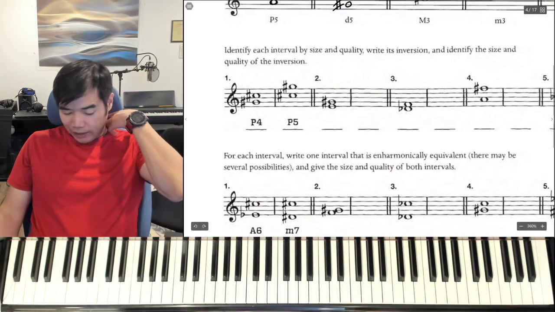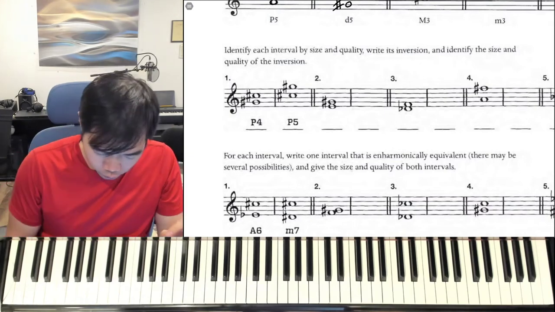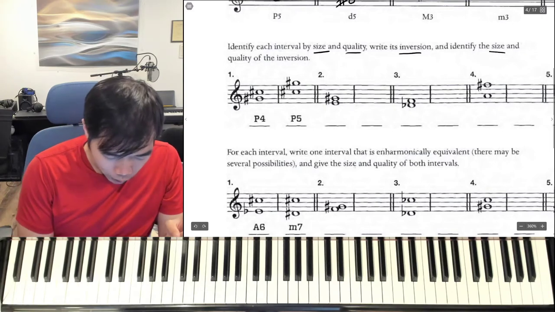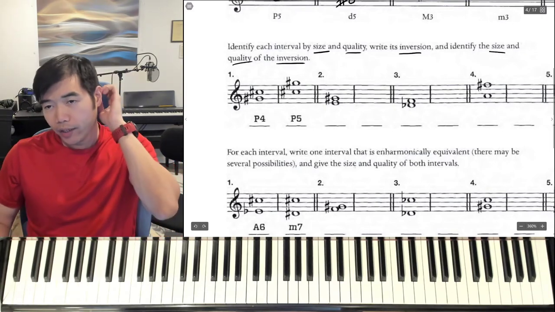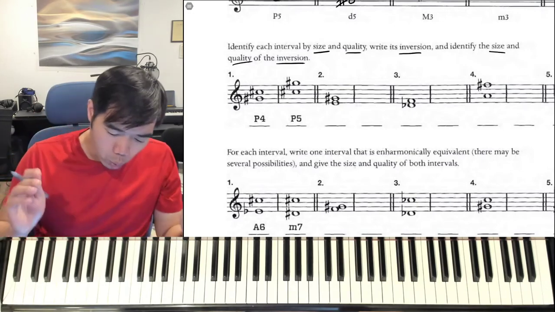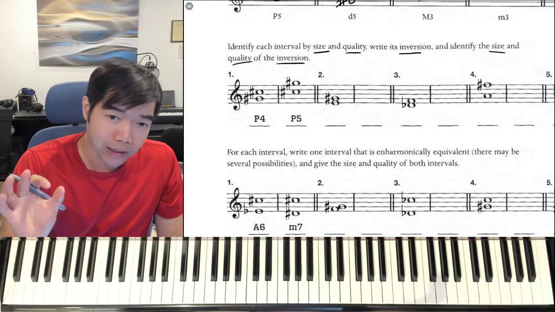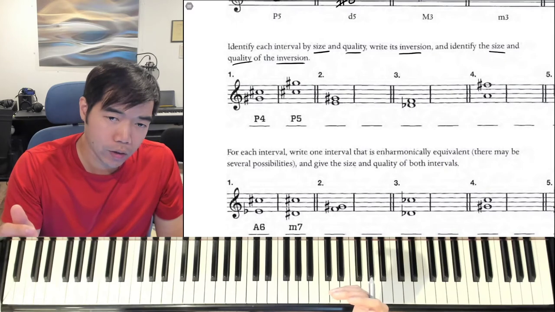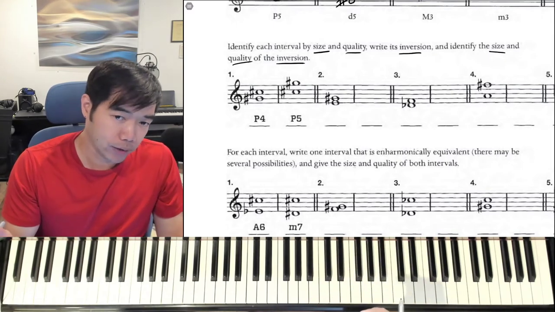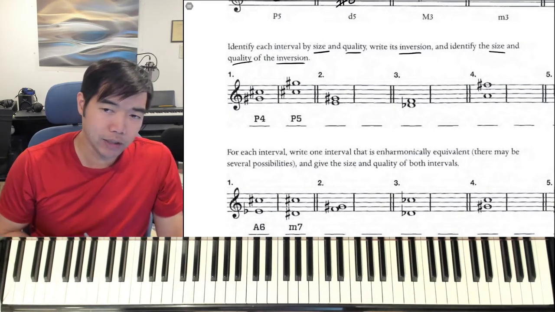Next example, identify each interval by size and quality, then write its inversion. So we have several things, and then identify the size and quality of the inversion. Okay. So there's a little trick here for this. When you invert an interval, its quality, if it was minor, will always become major. If it was major, it will become minor. If it's perfect, it stays perfect. If it's diminished, it becomes augmented. And augmented becomes diminished. Okay?